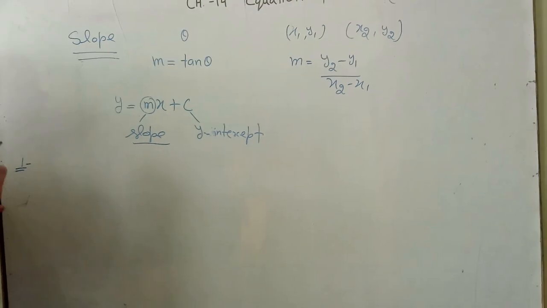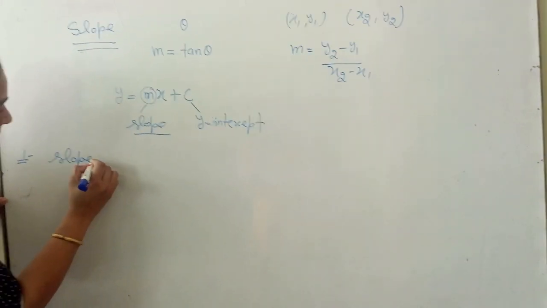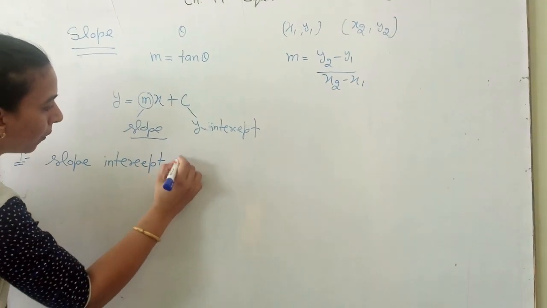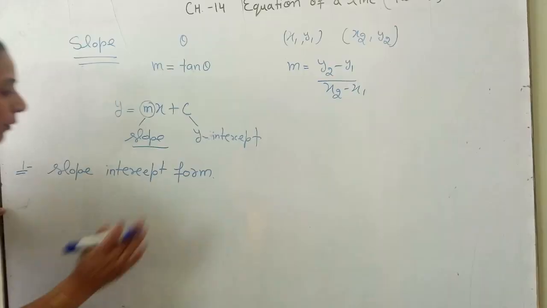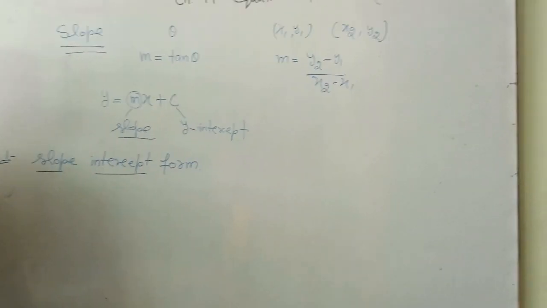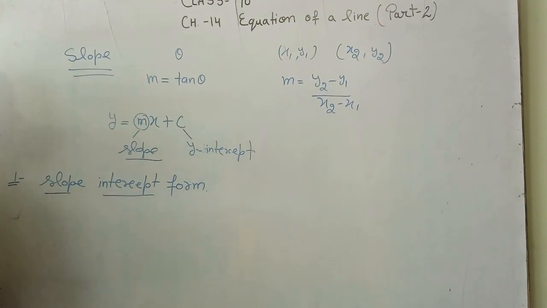First type is the slope-intercept form. This is the first form for finding an equation of a line. Slope and intercept form. We already know about slope. Now we discuss intercept.